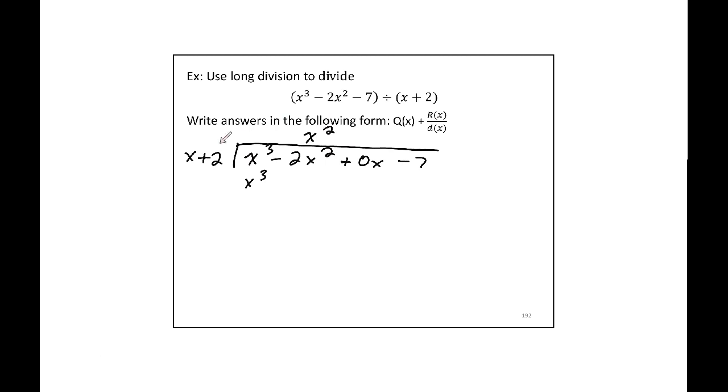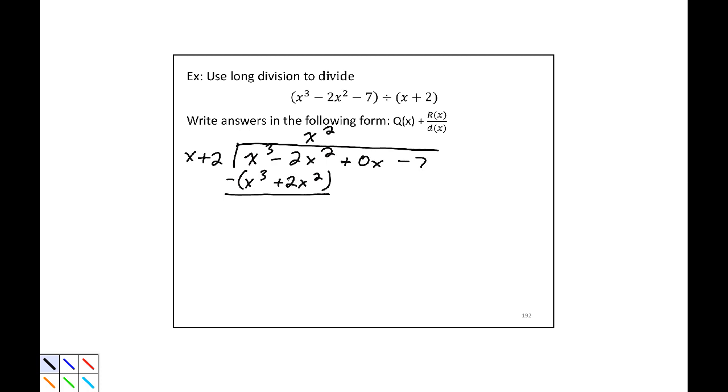X squared times 2 would be 2x squared. Put that in parentheses and subtract, being very mindful of my minus sign. All right, so that would be... oh, that should be a plus 2. Something didn't seem right. Plus 2.